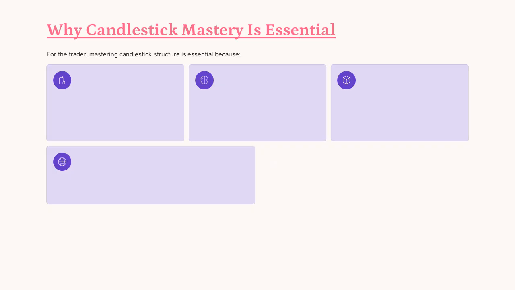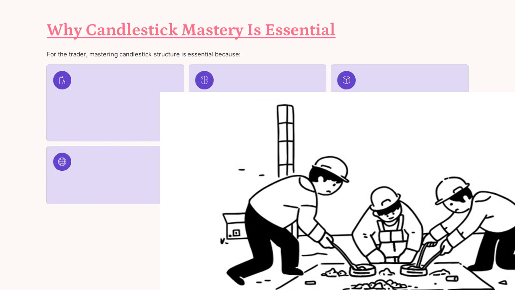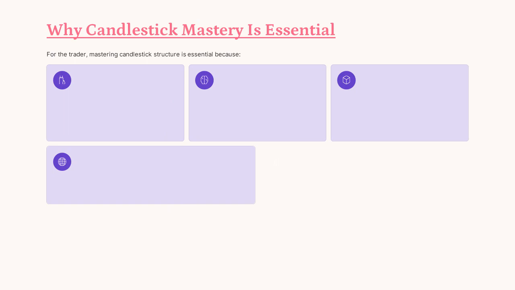Before we go any further, let me take a moment to explain why mastering candlestick structure is not just another lesson. It's arguably the most important foundation you will ever build as a trader. Think of candlestick mastery as learning to read the alphabet before you can read a book. But let me give you 4 specific reasons why this matters so much.